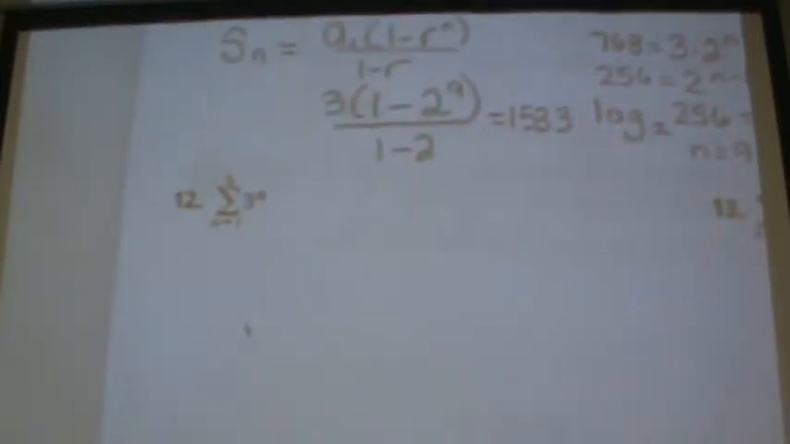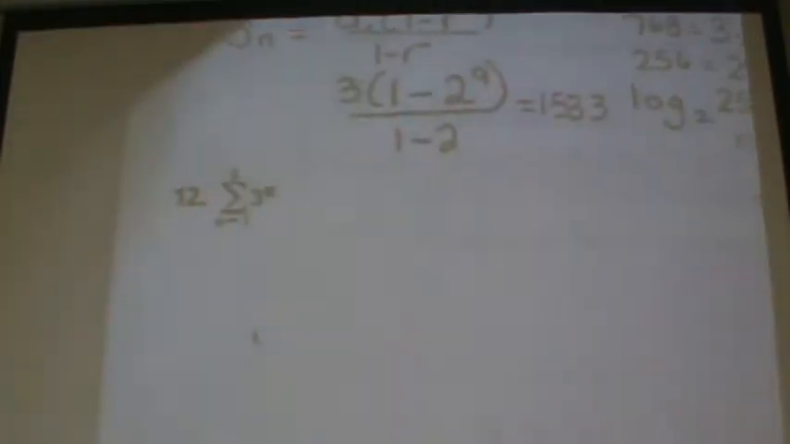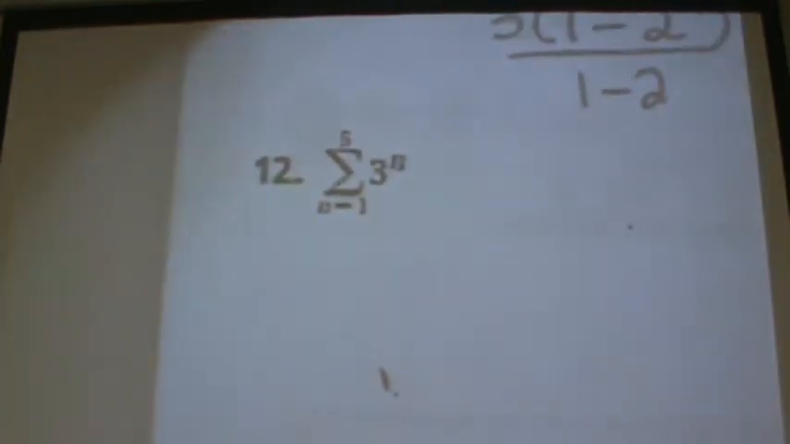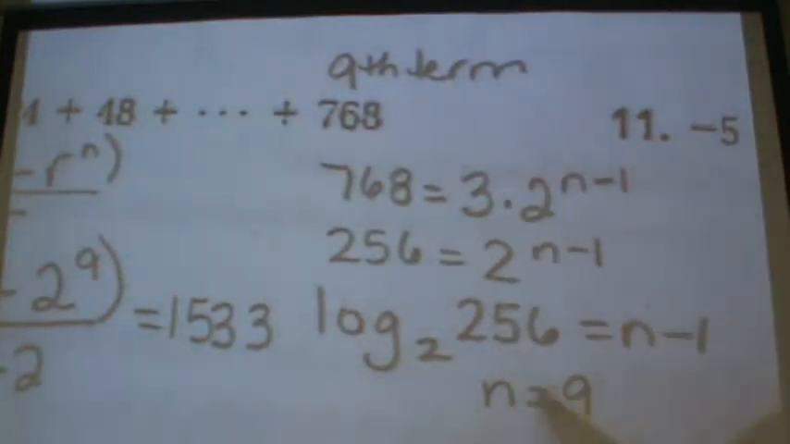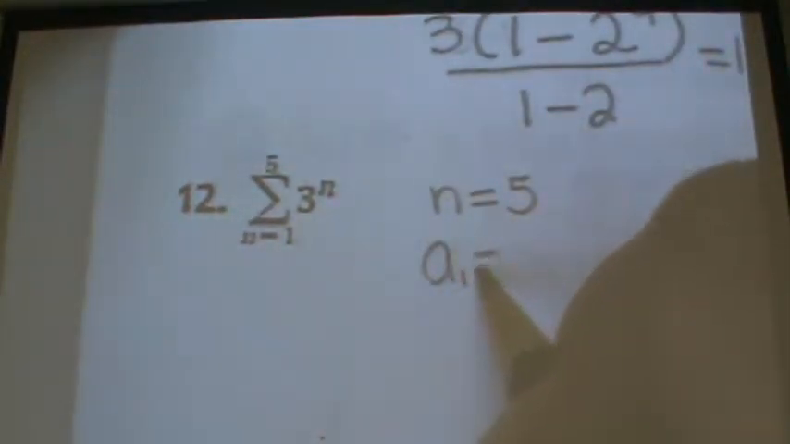Okay, let's move on. Number 12. Number 12 is asking you to add up 5 terms. Term 1 to term 5. This is just like the previous problems, but actually it's easier, because you don't have to figure out what n is. You don't have to do this log part. You can just figure out what n is based on subtracting these and adding 1 to it. So how many terms are you adding together? 5.